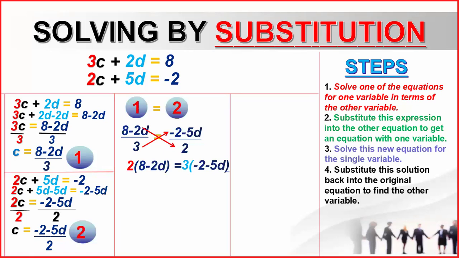So let us expand. 2 times 8 is 16. So you write 16 minus 2 times 2d, it is 4d. So negative 4d is equal to 3 times negative 2, which is negative 6, and 3 times negative 5d, which is negative 15d. So you equalize. Now, move like terms together. The 6 will come to this side. This is 16. Because it was negative, it becomes positive. So this is 16 plus 6 is equal to negative 15d, and the negative 4d, being taken to the other side, becomes addition, so plus 4d. Those are like terms together.